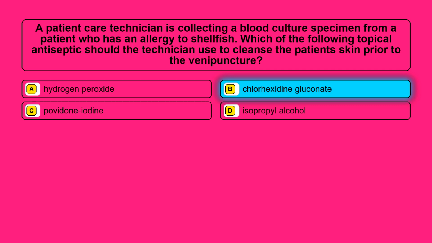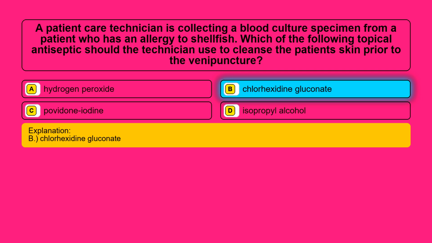The correct answer is option B. Chlorhexidine gluconate.